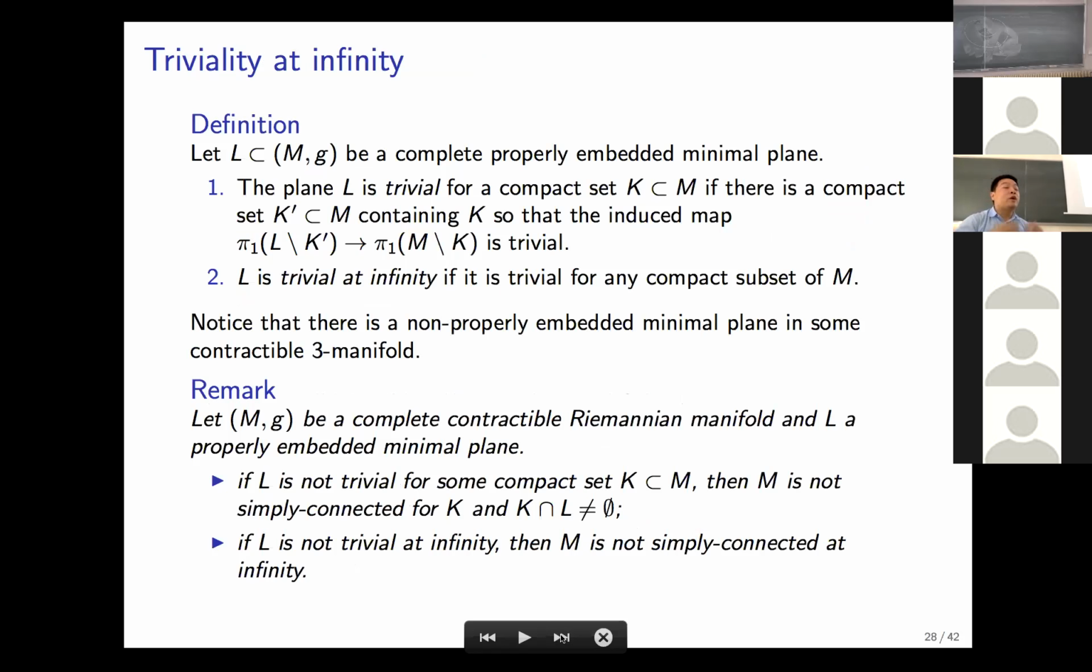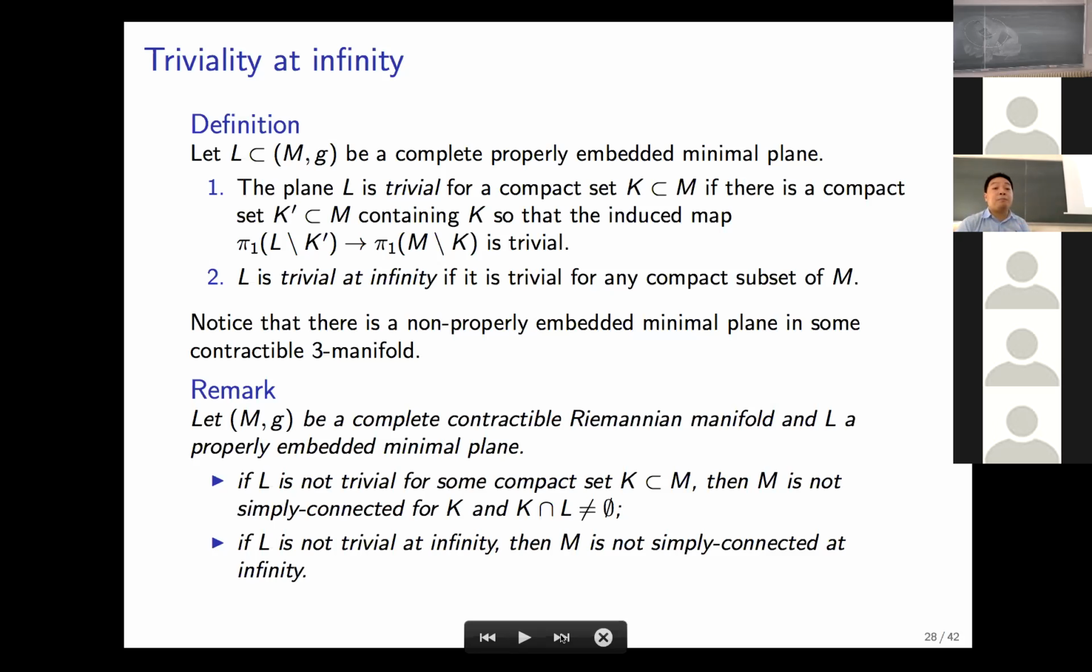When we consider the topological structure of contractible 3-manifolds, we should study the topology at infinity. But the topological structure is still complicated at infinity. So now we just consider the minimal surface behavior at infinity.